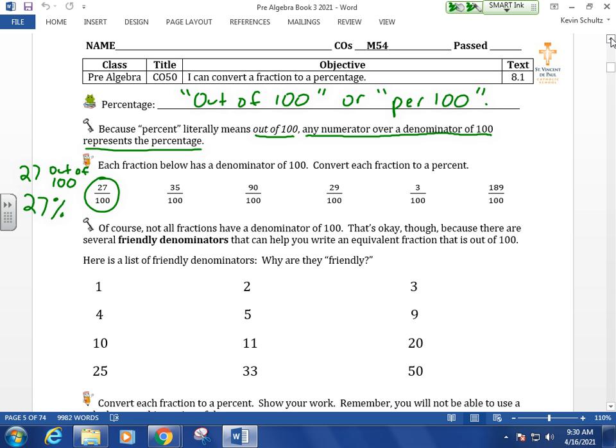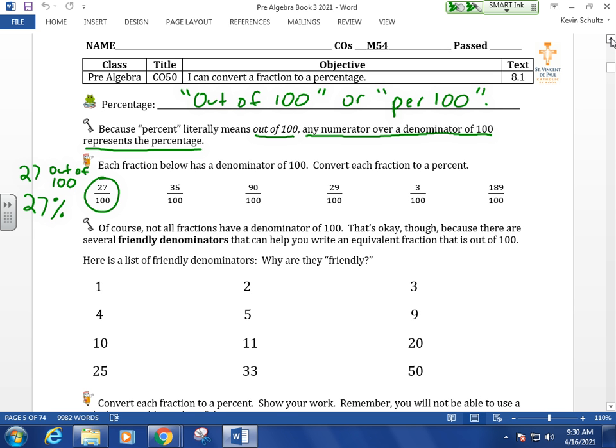Notice how the percentage sign has kind of like a 1 and 2 zeros? 100? I don't know. Quinky dink? Maybe, maybe not. But it works. 35 hundredths, 35 out of 100, what percentage is that?